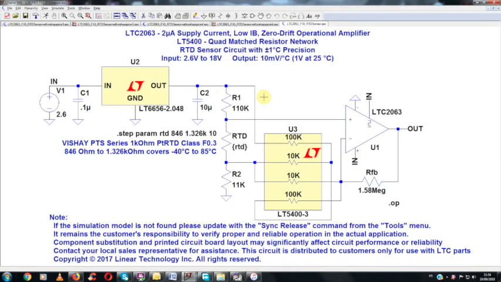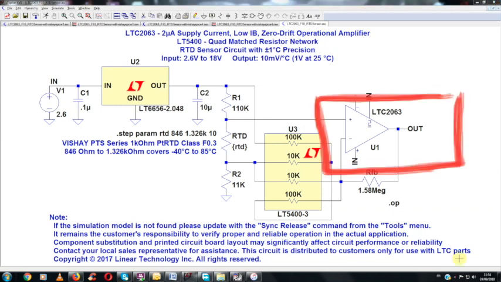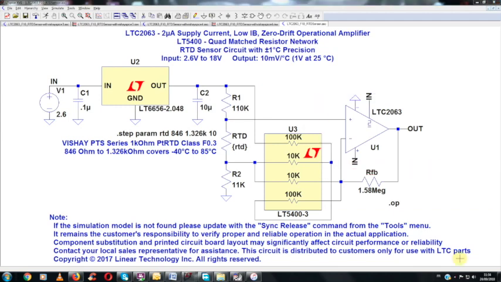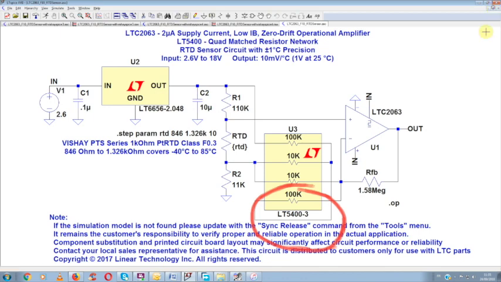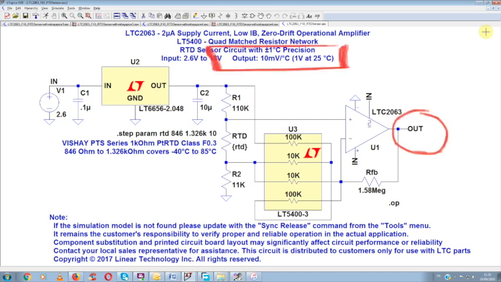When we open the micromodel simulation of the Analog Devices LTC2063 in LT-SPICE 17, we can see the following temperature measurement circuit. A differential input between a Vishay PTS SMD platinum sensor 1 kΩ, some fixed resistors, and a quad match resistor network LT5400 is amplified in order to produce a Vout voltage of 1 volt at 25 degrees C with a change of 10 mV per degree C.